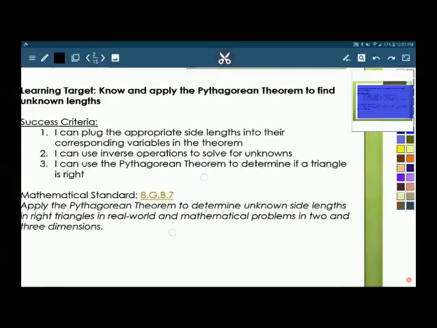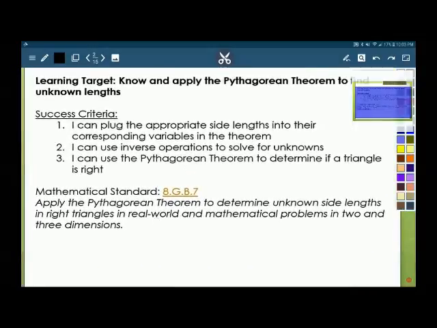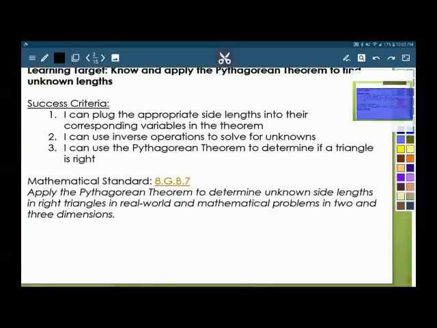something. The success criteria for this is going to be to plug the appropriate side lengths into their corresponding variables in that theorem. We're going to use the inverse operations to solve for those unknowns, and we're also going to use the Pythagorean theorem to determine if a triangle is right.